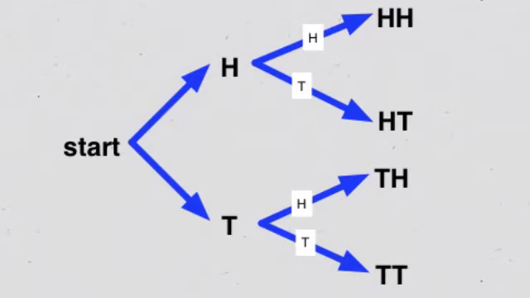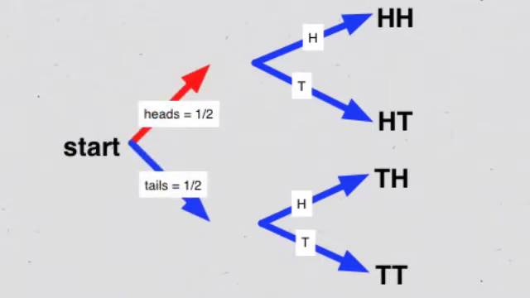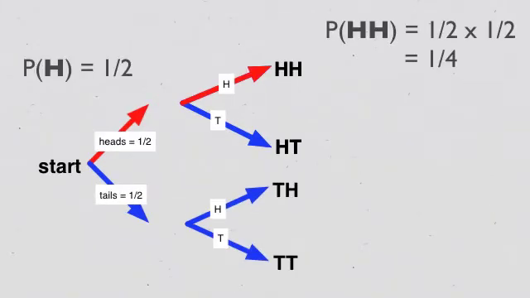So let's analyze this and figure out what's the probability of heads heads. To do this, we'll just follow the path to heads heads. The first little arrow has a probability of 1/2. So that's the probability of heads. The second arrow, which we just turned red, is the second heads. It also has a probability of 1/2. So we multiply them together, 1/2 times 1/2 to get 1/4.